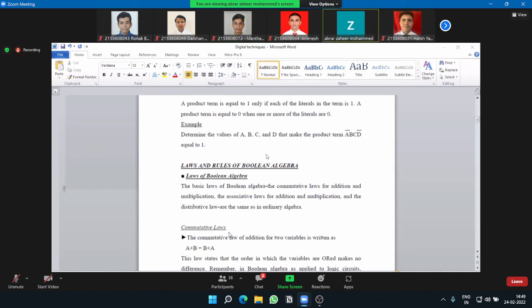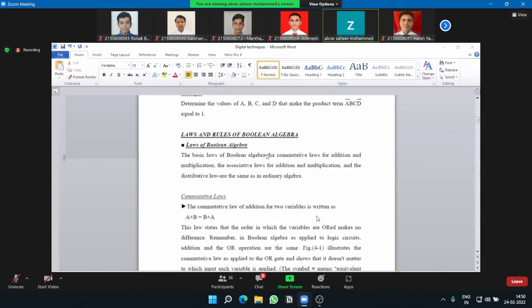So commutative law means what? A plus B is equal to B plus A. The commutative law for addition of two variables states that A plus B is equivalent to B plus A.